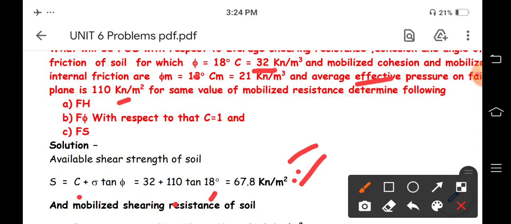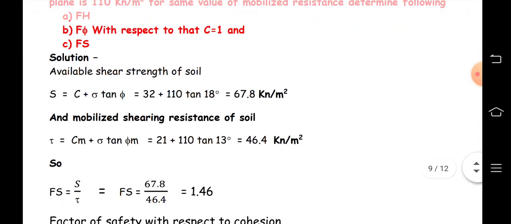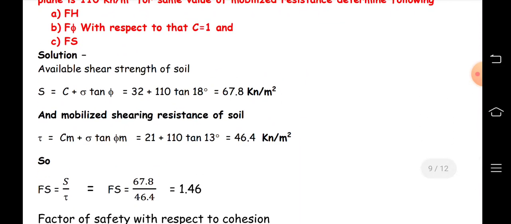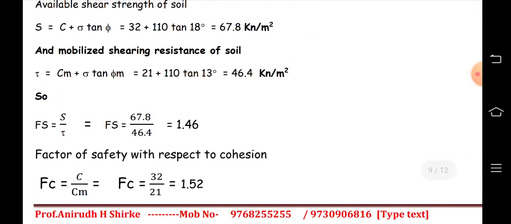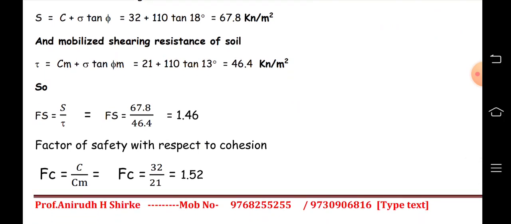And how do we find tau? The same formula, Cm plus sigma tan of phi m. Now put the values: phi m is 30 degree and Cm is 21. So the mobilized shearing resistance of soil, tau equal to Cm plus sigma tan of phi m. So Cm is 21, sigma is 110, tan of 13, that is 46.4 kilonewton per meter square. So what is the factor of safety with respect to strength? Fs equal to S upon tau, Fs equal to 67.8 upon 46.4 equal to 1.46.